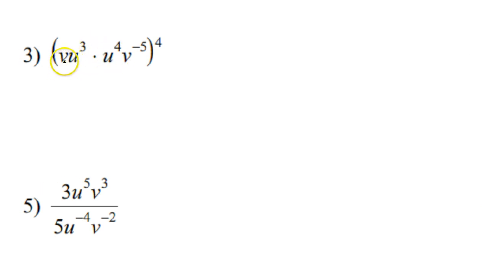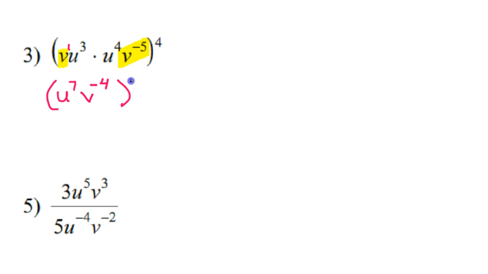First, I would simplify the expression inside the parentheses just like we did above. So if I do that, let me go in alphabetical order. U comes before v. So I've got the u's, and of course we will add those exponents. So this will be u to the 7th power. And then we have the v's. Now this is like v to the 1 power, so I'm looking at 1 plus negative 5. That is v to the negative 4 power. That's what we have so far.